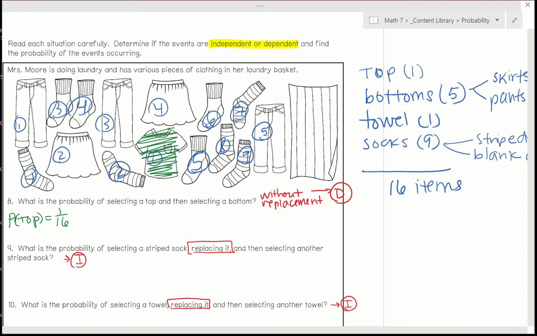Okay? So now we have to have how many in our bottom? For our bottoms, the probability of bottoms would be 5 out of what's left. Well, we only have 15 items now. And now we're going to multiply because it says and. 1 over 16 times 5 over 15. Okay, I want you to plug that into your calculator and see what you get. And you should get 1 over 48.